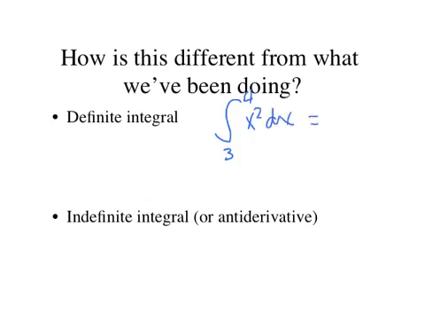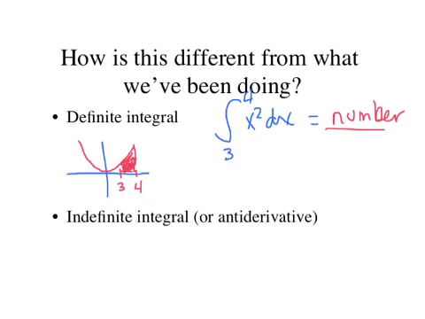There's lots of ways you can think of this. One way would be to look at it as a graph. And from 3 to 4, the integral represents this area under that graph. So you're expecting to get a number out. So that's one of the big differences between what we've been doing and what we're going to do next. You will get a number out. That's called a definite integral.